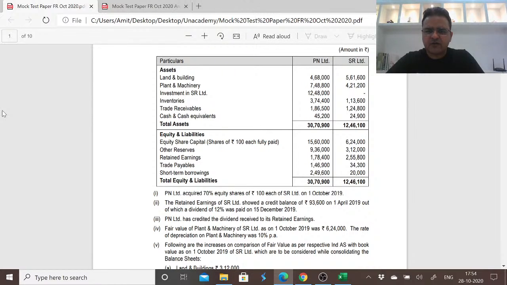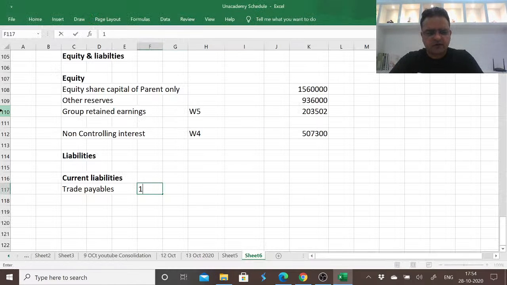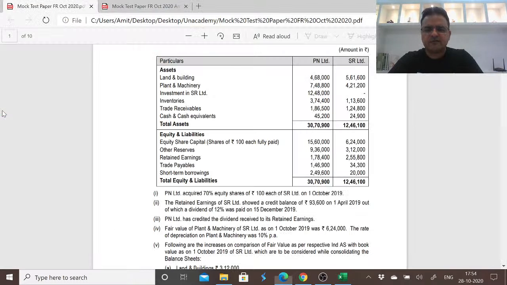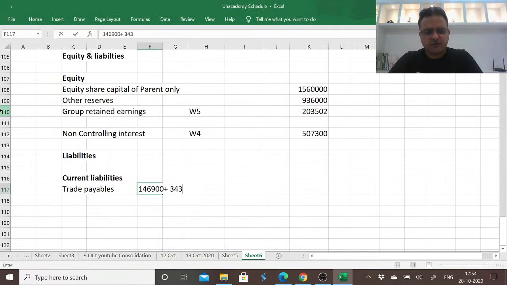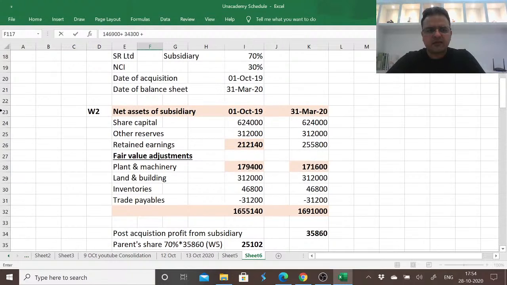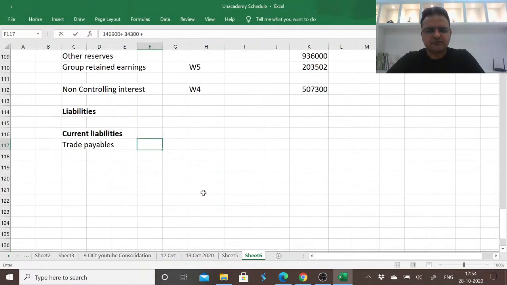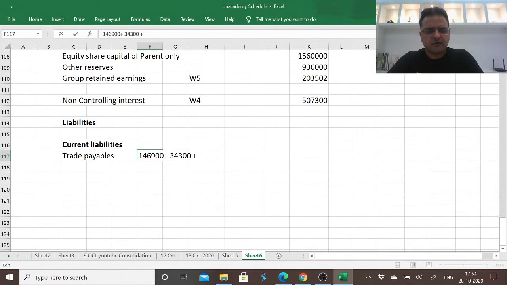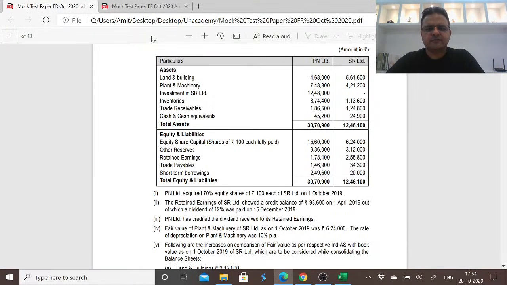Trade payables increased by 146,900 plus 34,300, plus there was an increase in payables in working note number 2. The increase in payables was $31,200. Can I refer to working note number 2? Total 146,900 plus 34,300 plus 31,200 is the increase in trade payables.